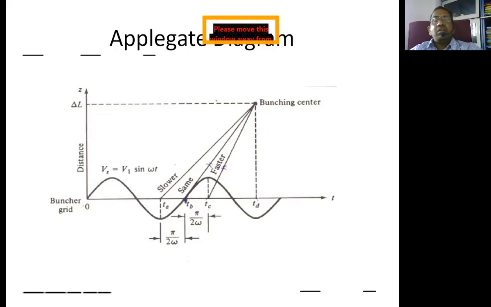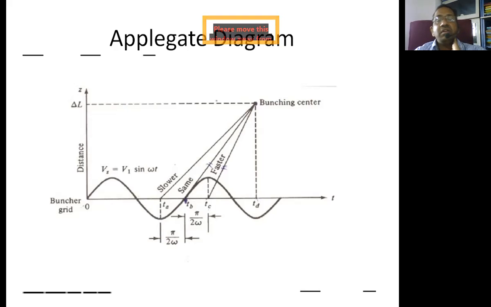Now these electrons are moving at what speed? The frequency of these electrons is in the megahertz to gigahertz range, that is 10 power 9. That means in one second, 10 power 9 electrons are getting passed to this particular cavity. So at that speed the bunches are getting formed. From now on I can say that B is the reference electron, A is the early electron, C is the late electron.